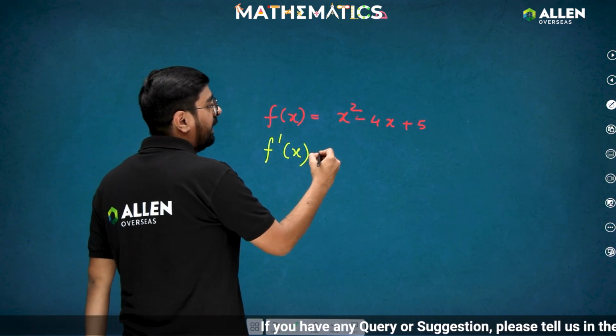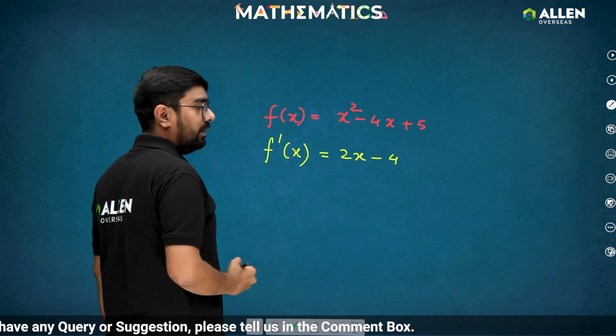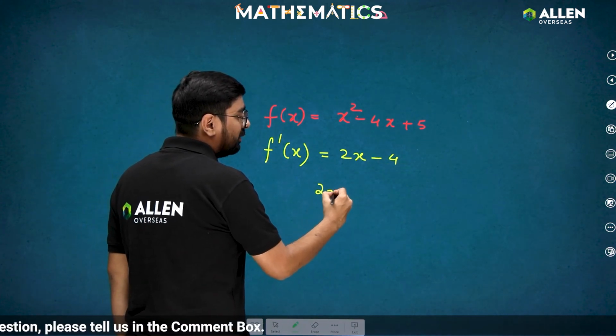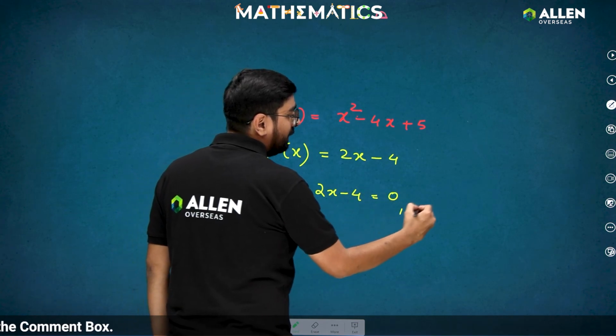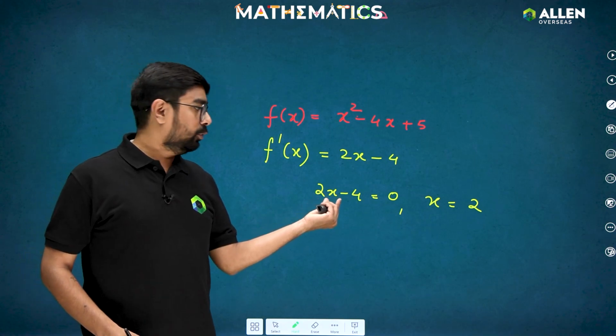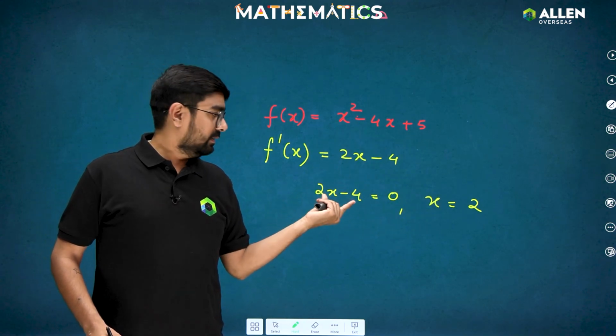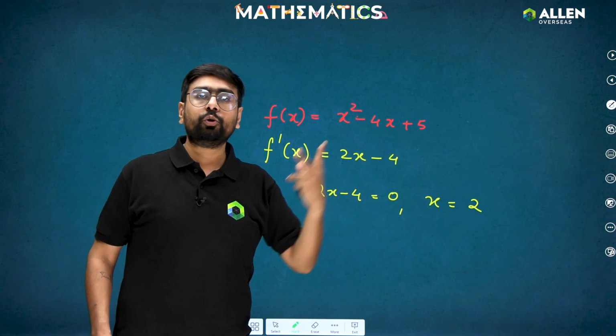So, what will be f dash x over here? f dash x will be 2x minus 4. And now I have to make 2x minus 4 equal to 0. That means x is equal to 2. If I take 2 as common, x minus 2 will be inside, and x is equal to 2. This function is going to be 0 at x is equal to 2.